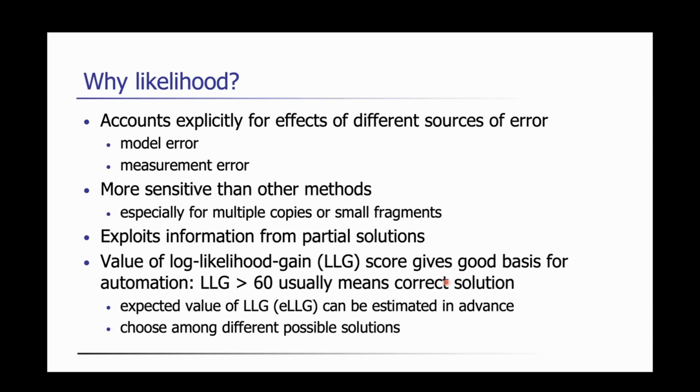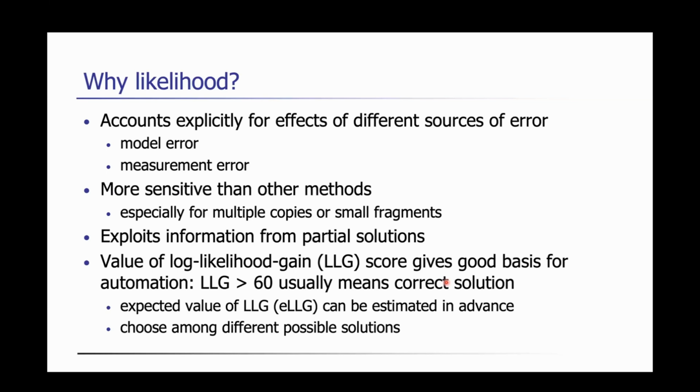This makes it more sensitive than other methods that are of historical interest, like Patterson methods for molecular replacement. And it also makes it possible to exploit information from partial solutions. So if you have 15 domains you have to place, and you can successfully place one of them, that gives you a little more information for placing the next one, and so on, and you build it up.